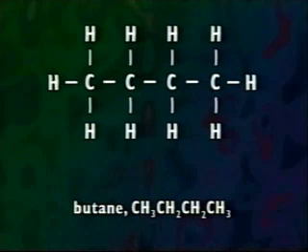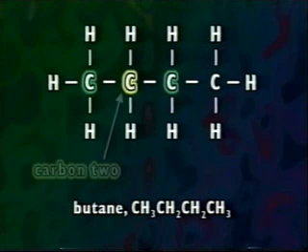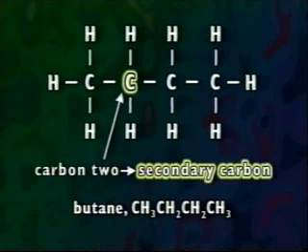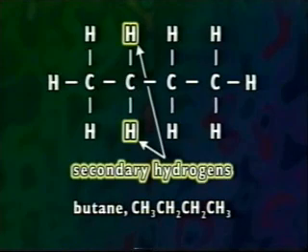Simple enough. But carbon 2 in butane is attached to 2 other carbons, one over here on the end of the chain and one over here right next door. Since carbon 2 is attached to 2 other carbons, carbon 2 is a secondary carbon. And yep, you guessed it, the hydrogens attached to carbon 2 are secondary hydrogens.